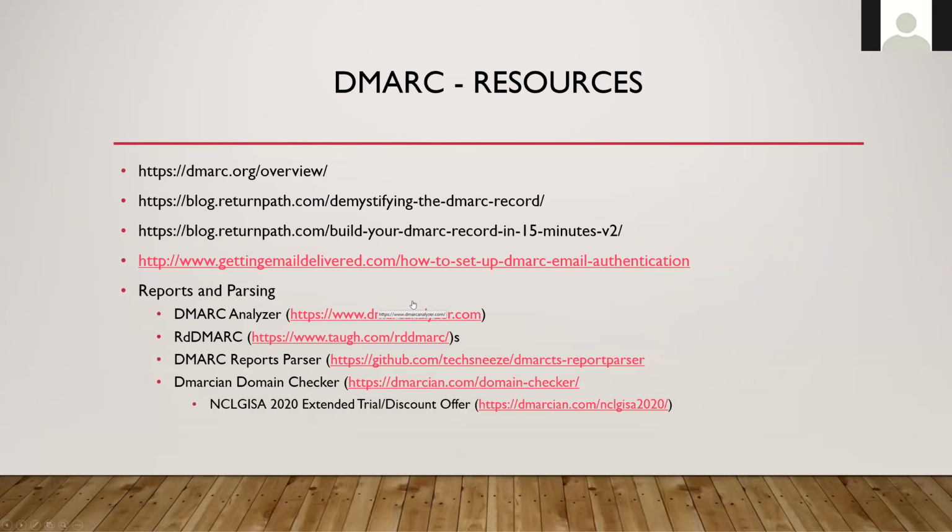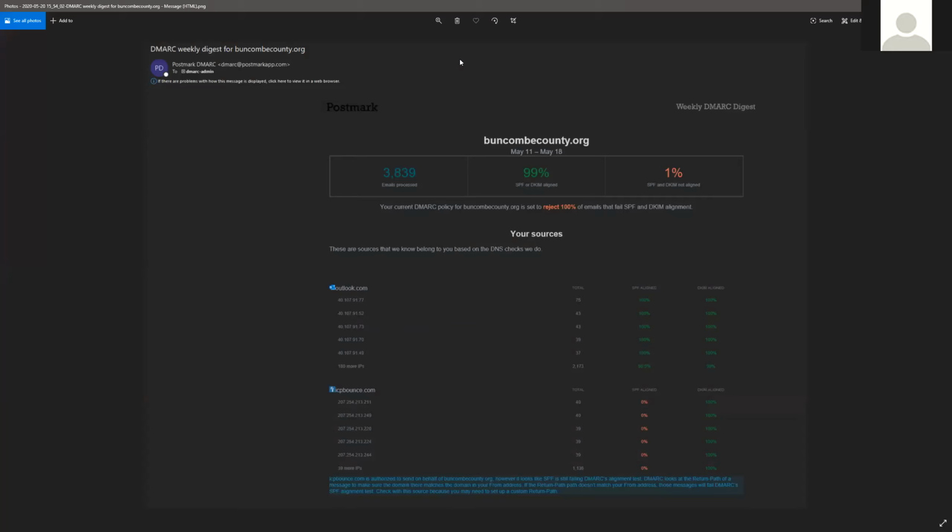Randy, I'll get to show the tool he uses. We were using Postmark initially, which hopefully is showing correctly. So this was an example of a Postmark digest showing what IPs are sending email on our behalf, if they're SPF aligned, if they're DMARC aligned. We've recently switched to using DMARC.